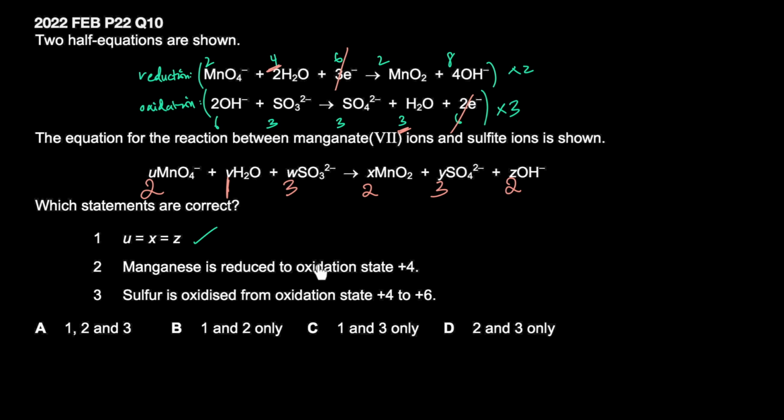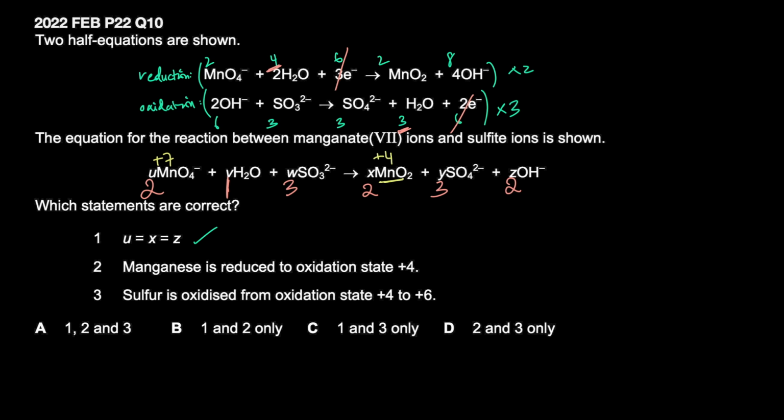Manganese is reduced to oxidation state +4. That is also correct because we have manganate 7 over here. So manganese has an oxidation number of +7. And then in MnO2, we have two oxygens which are -2 each. So that's 2 times -2, that's -4, which means that the manganese must be +4.